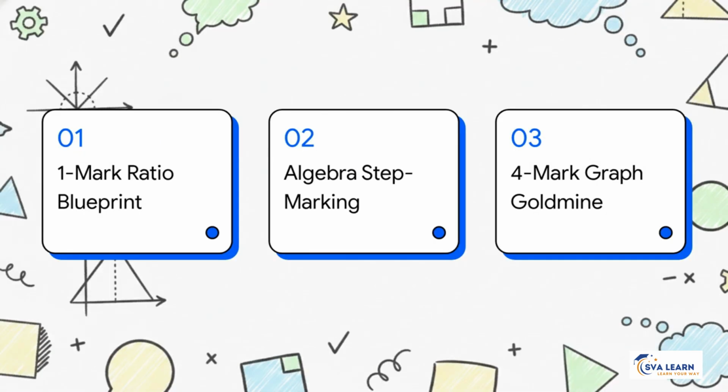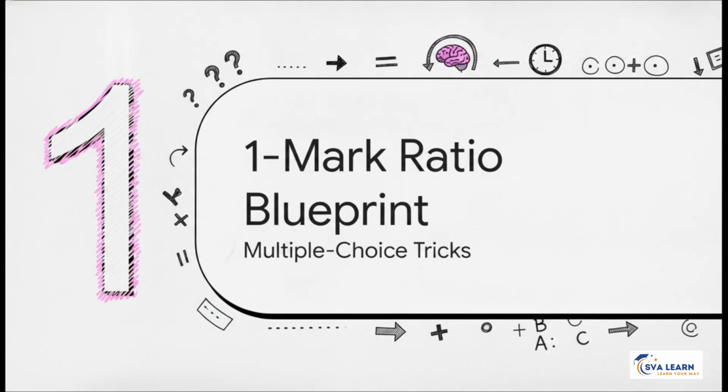1. The 1-mark blueprint for ratios. 2. Algebraic step marking secrets. And 3. The 4-mark graph goldmine. Let's jump in. Section 1. The 1-mark blueprint. Focusing on ratios.